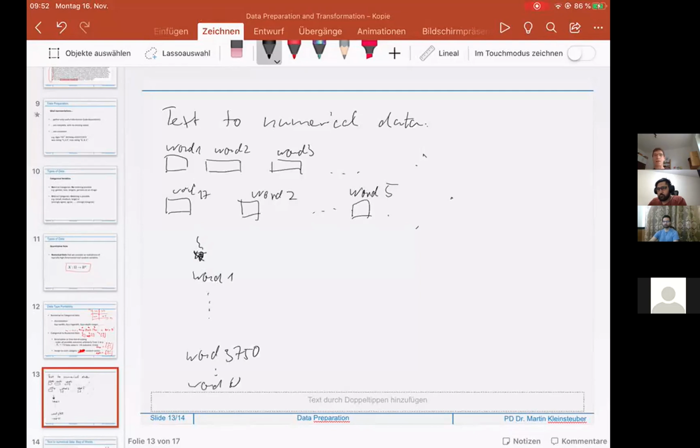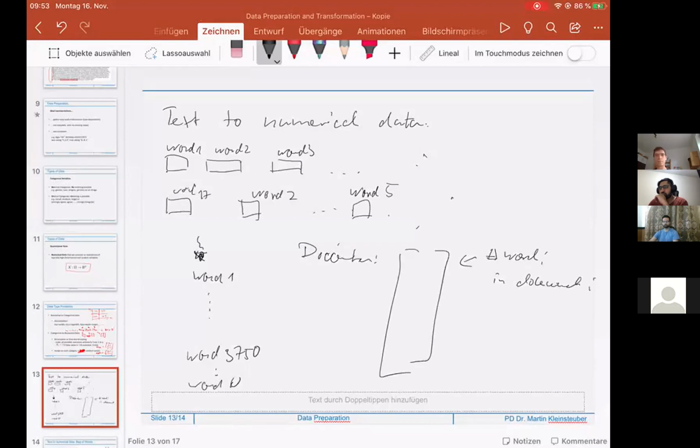What I could do now is assign to each document, so to each text that I want to analyze, I just count the numbers. How often does word 1 occur in this text? So the number of word i in document i. Do you get the point?